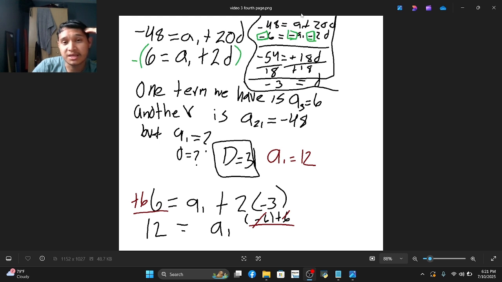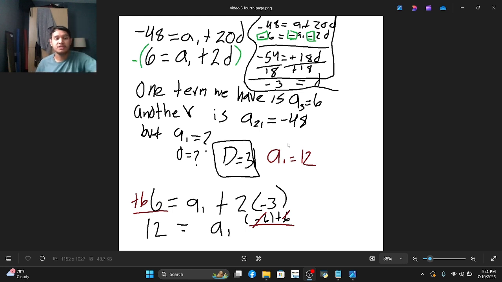The first term cancels, so we only get the d, the differentiator. We got 18, we subtract it, and we get negative 3 is equal to d, our differentiator. One term we have is a sub 3, that it's equal to 6. Another is a sub 21, it's equal to negative 48.